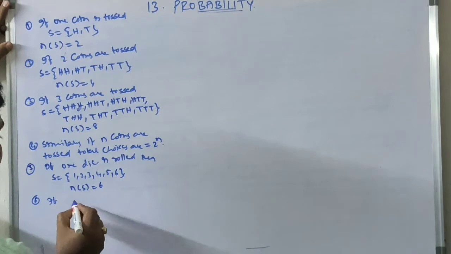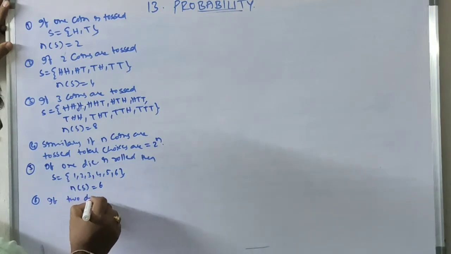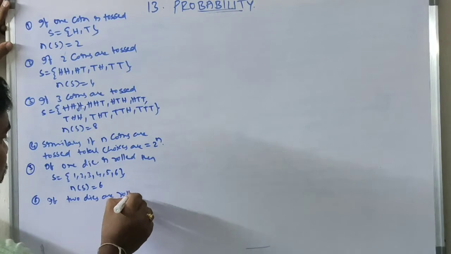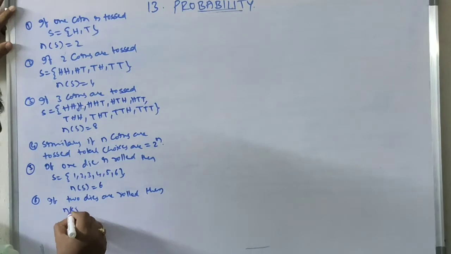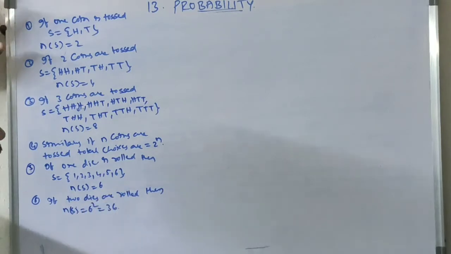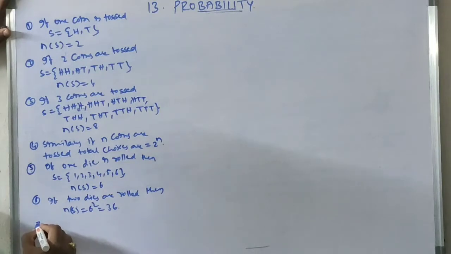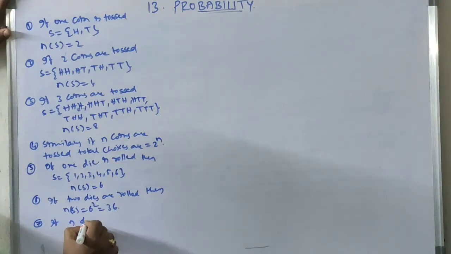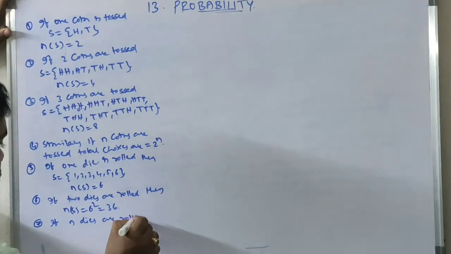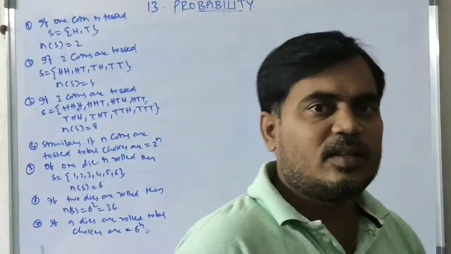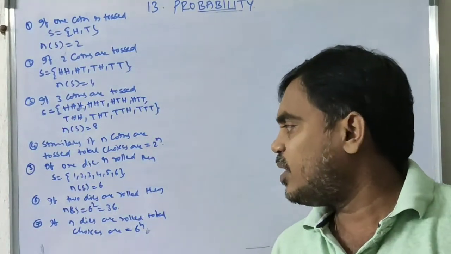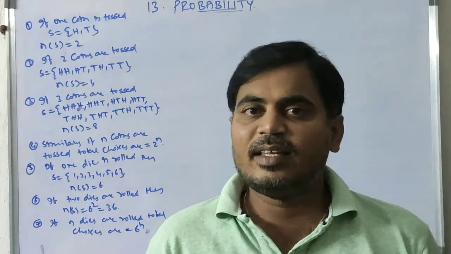If 2 dice are rolled, then N of S equal to 6 power 2 equal to 36 choices exist. If n dice are rolled, total choices are 6 power n. So if 3 dice are rolled, 6 cube, n dice are rolled, 6 power n. So these are the number of choices that exist.